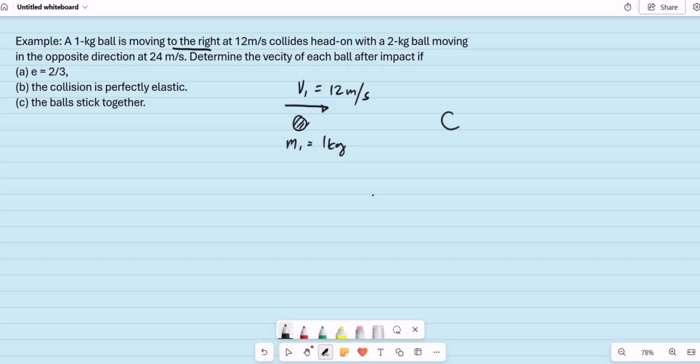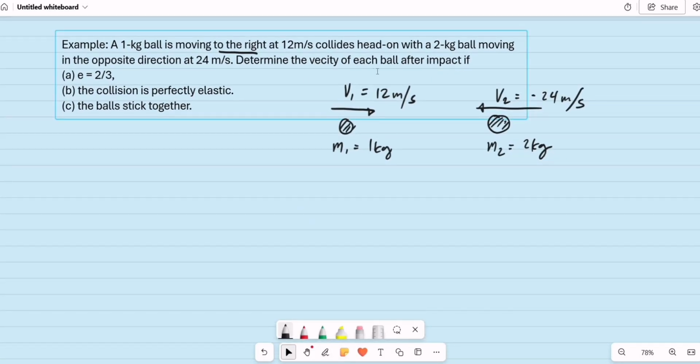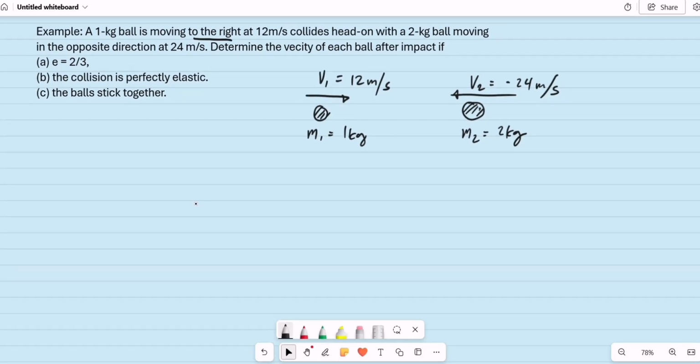Then for the second object, this is 2 kilograms. We have mass number 2 equal to 2 kilograms, moving in the opposite direction, so that will be to the left. We have v sub 2 equal to negative 24 meters per second, since again, it is moving to the left. So determine the velocity of each ball after impact for the three cases.